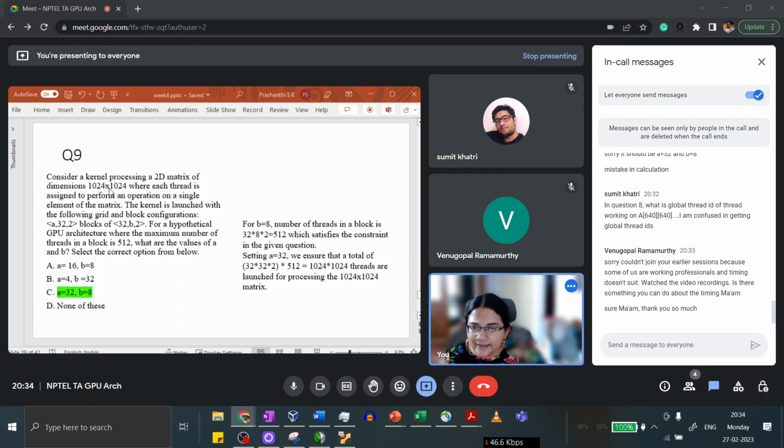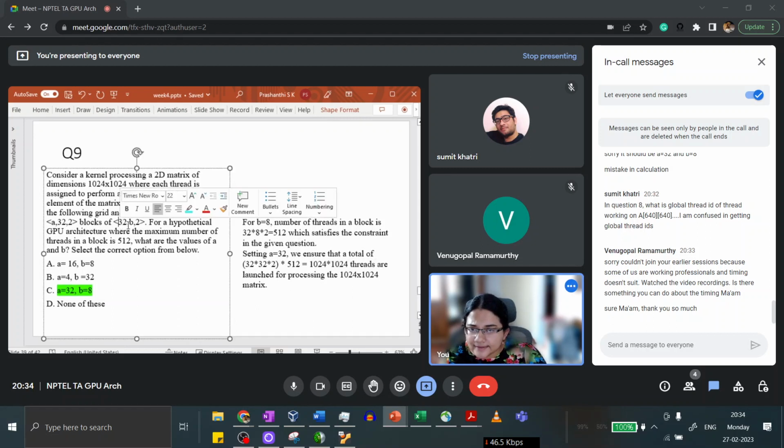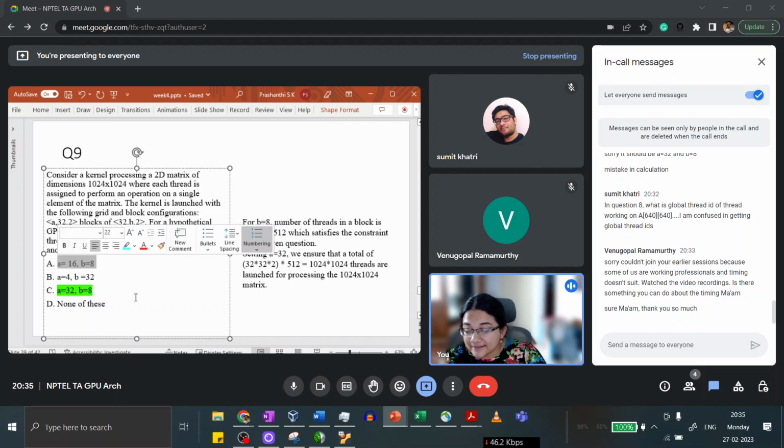And then now you have a 2D matrix, so you can calculate the number of elements, which is equivalent to the number of threads, because we are told that every thread performs an operation on a single element. And then multiply this 32 cross 8 cross 2 cross 32 cross 2 into A, and equate that to this, and you will get the value of A. Because in this example, like I said in the very first question that we tried, you have two options with B equal to 8, right? So you need to go and solve for A. So that's how you get that.